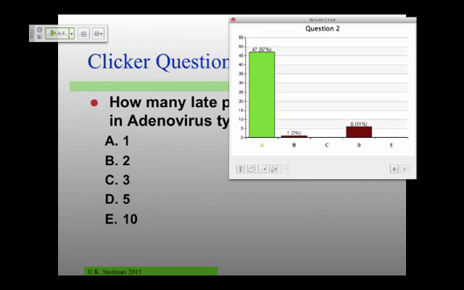And then the 5 different classes are all due to differential what? Termination. So polyadenylation, cleavage, etc.